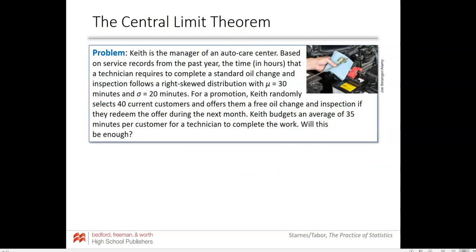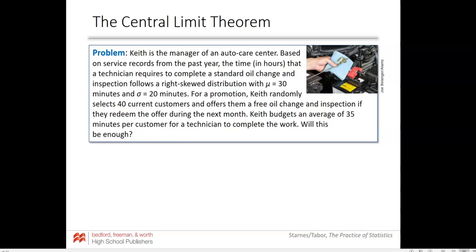Keith is the manager of an auto center. Based on service records from the past year, the time in hours a technician requires to complete a standard oil change with inspection follows a right skewed distribution with a mean of 30 and a standard deviation of 20. So if you think about plus or minus 1 standard deviation, it might take 10 minutes, it might take 50 minutes to change your car. You kind of never know, but somewhere in that range, typically within 1 standard deviation.